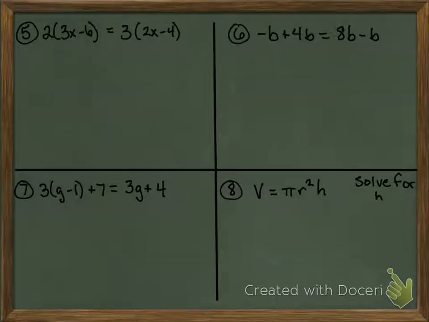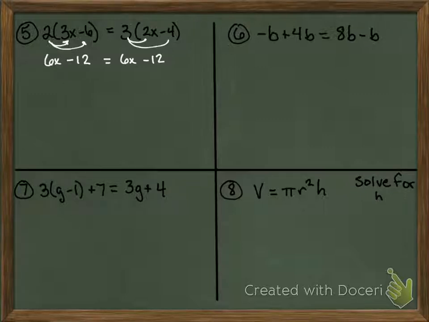All right, let's look at number 5. Distributive property here. I notice that 2 times 3 is 6x. 2 times negative 6 is a negative 12. And then 3 times 2 is 6x. 3 times negative 4 is a negative 12.